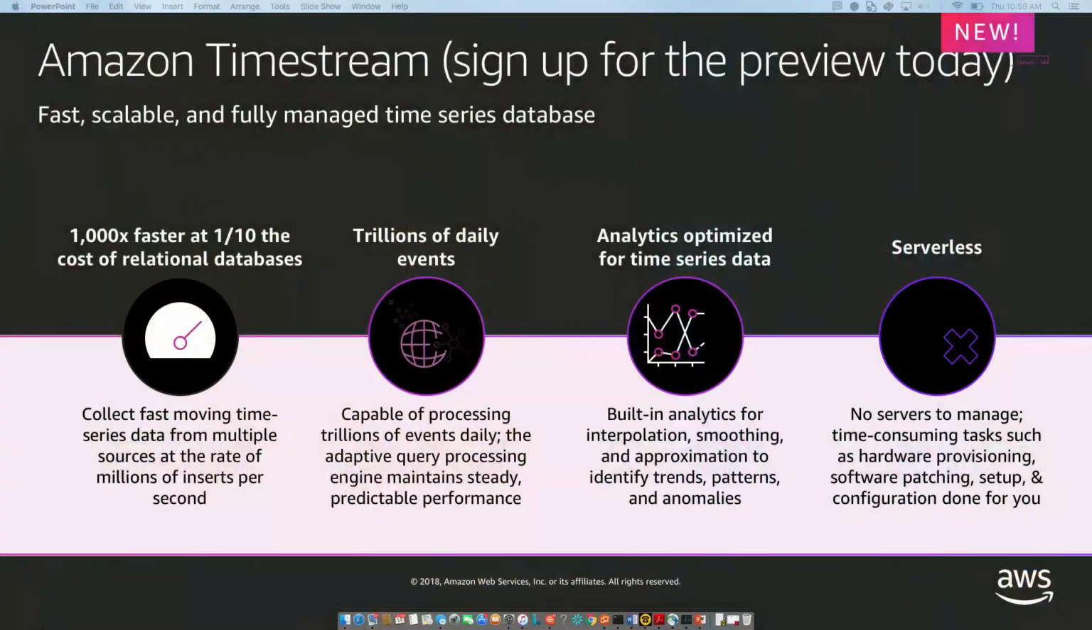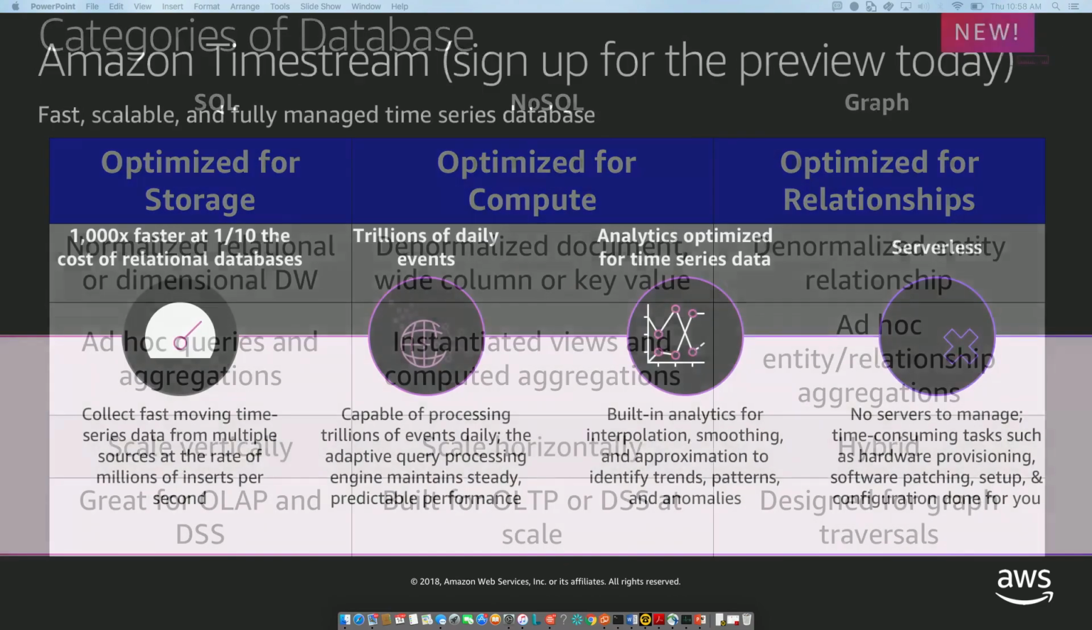Time series, we spoke about this. Timestream is a database that allows you to put time series data from IoT devices or application log files, and we see a lot of those use cases.